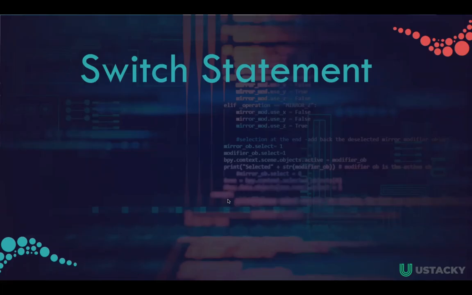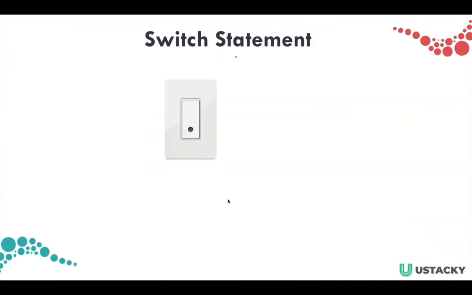In this tutorial, I'll be talking about switch statements. This is a switch. And what is the function of a switch? A switch is used in controlling the flow of electrons in a circuit. This may sound too high. To come to a low-level language, a switch can be used for lighting a bulb.